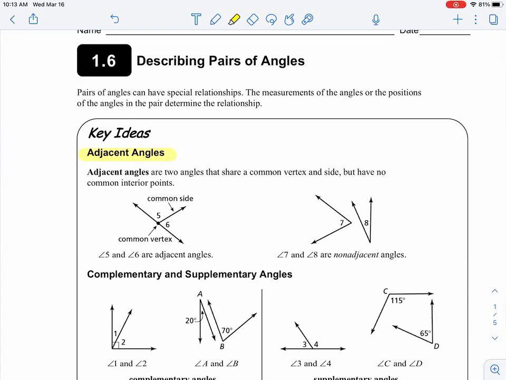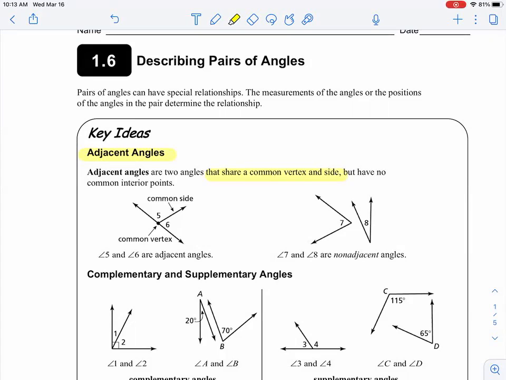The word adjacent really means next to. Like our classroom is adjacent to the classroom next door, because we share this wall right here. And so adjacent angles are angles that share a common side.